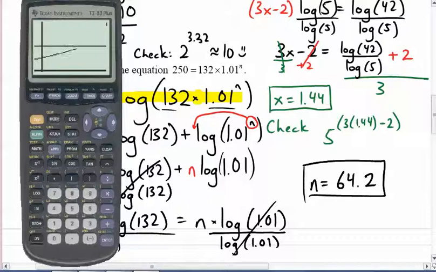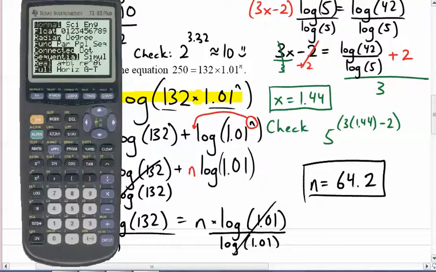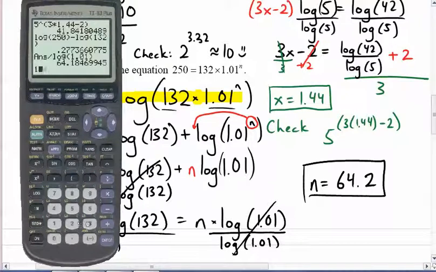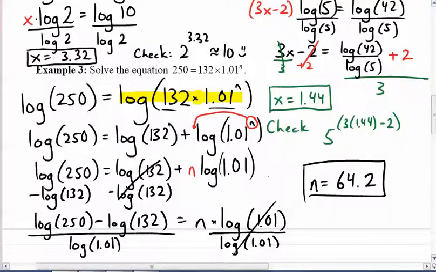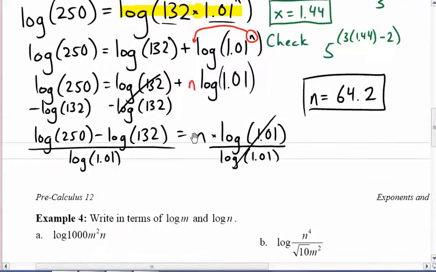And there's my two lines. Finding the window can be really hard for a graph like this. So calculate the intersection. And I get 64.18. Same answer. Another way to check your answer is just by plugging the number into the equation. So I go back and do 132 times 1.01 to the power of 64.2, and I should get close to 250. Yay! So there are many ways to check. Flip your papers over to the other side and we'll do page 2.